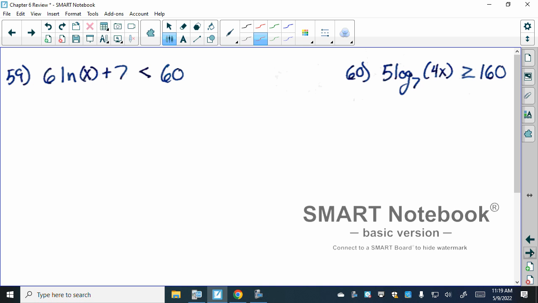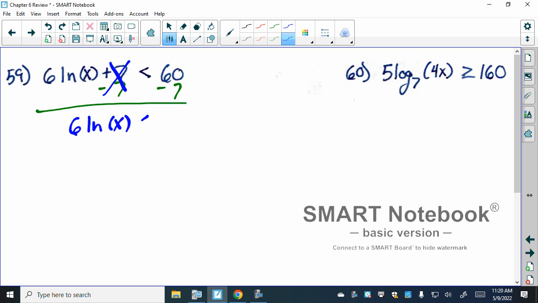Questions on 59 or 60? 59. So if we look at 59, the first thing we want to do is to get the natural log by itself first. So the first thing I would do is subtract 7 from both sides, because 7 minus 7 is 0, telling us 6 times the natural log of x is less than 53.